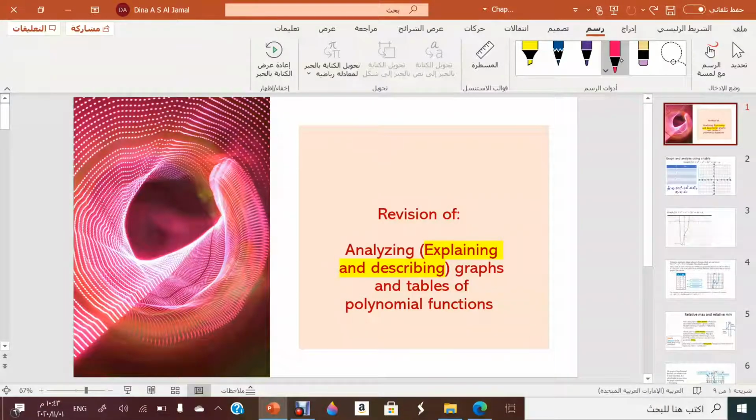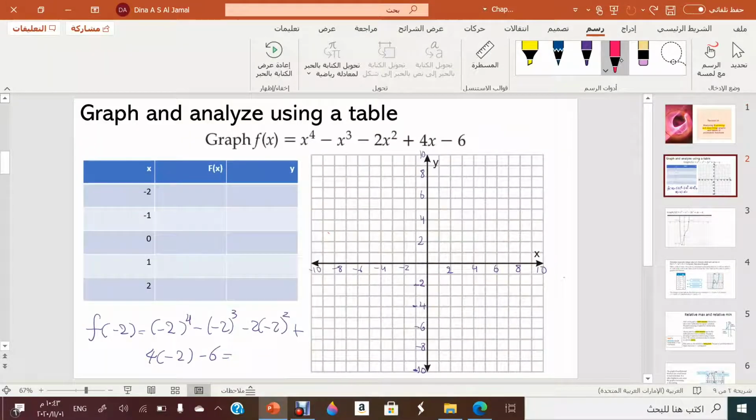In this video, I will be revising with you how you can analyze, explain and describe the graphs and tables of the polynomial functions. So let's start by graphing and analyzing using a table. So you are having the graph of this polynomial.